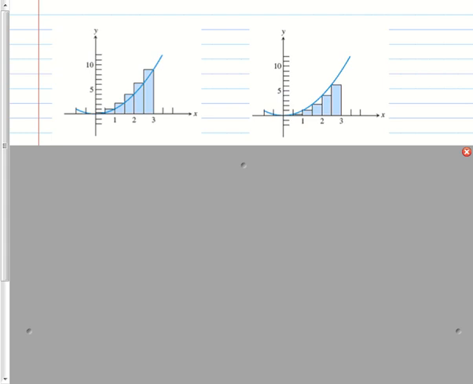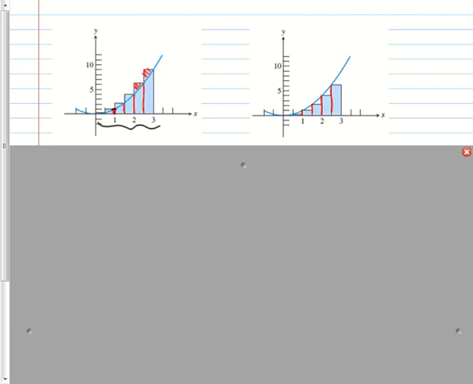So right over here, we did rectangles where we took the right side of that rectangle and figured out, oh, we're going to use that for the height. That's the height, that's the height, that's the height. But we know it's too big because of this extra stuff that's right over here. So we could do it the other way. We could do it where the left side of the rectangle was the height of it.